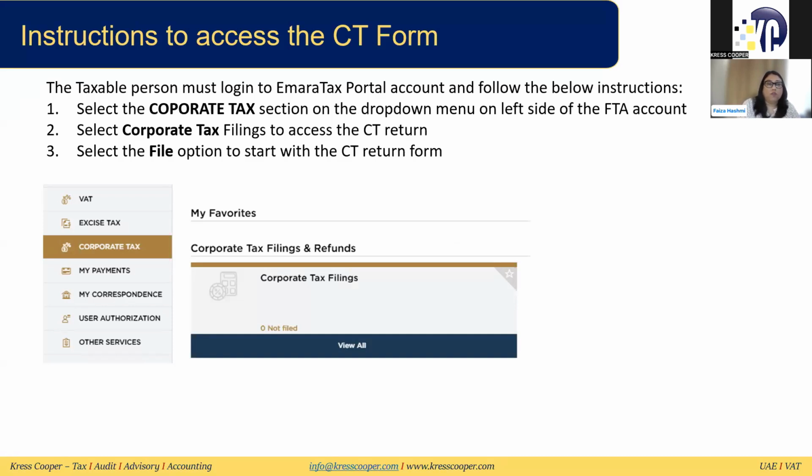So once you are registered and your tax year has crossed already, you will see the corporate tax sign in the EmaraTax portal. You will go to that corporate tax drop down menu. There you will see a corporate tax filing and refund section, where the corporate tax filing would be. When you go inside this, the return would be there, and then you can file or draft your return here, submit it there and make any amendments here.